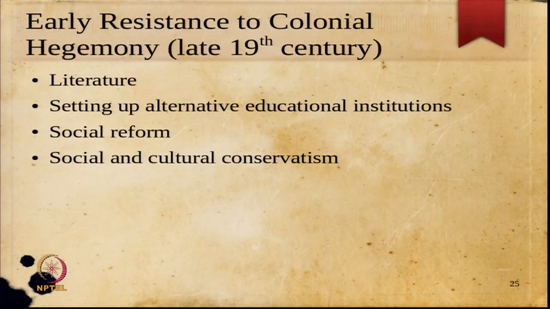Then there were two other responses. One was that of social reform, trying to modernize the Indian social rules and customs. So the abolition of sati, the widow remarriage act, these were particular social actions which took place, and there were some important religious movements as well which tried to reform religion, to modernize religion, make it more akin to the kind of social milieu that colonization was creating.